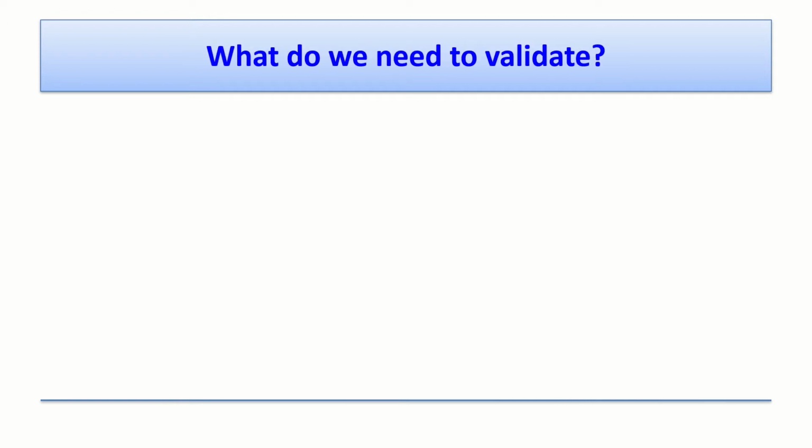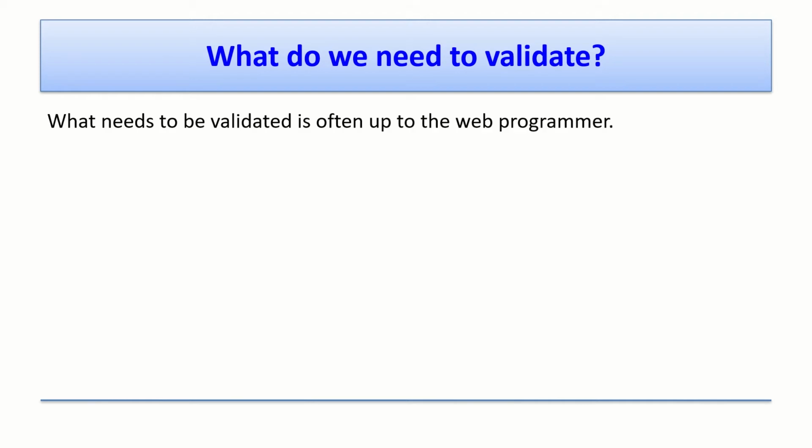Okay, so what do we need to validate? What needs to be validated is usually up to the web programmer. First, the user has left required fields empty. Let's see a name. Name cannot be empty. If you take a particular student, his phone number can be empty, which means she or he does not have a mobile phone, but probably they must have their name.